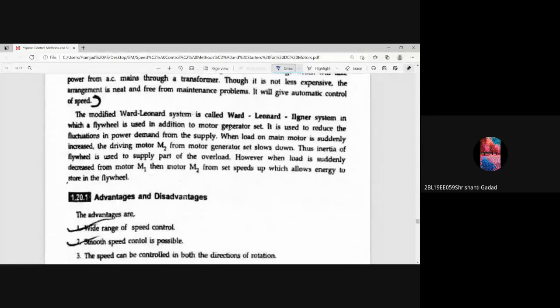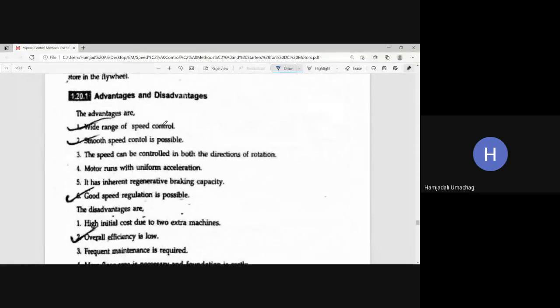Yes, sir. Its advantages and disadvantages: a wide range of speed control is possible, smooth speed control is possible, speed can be controlled in both directions of rotation, the motor runs with uniform acceleration, and it has inherent regenerative braking capacity. Regenerative braking capacity means the motor can be made to act as a generator, or the generator back to the motor, and you can stop at any position. So that is all about regenerative braking capacity. Then comes good speed regulation.